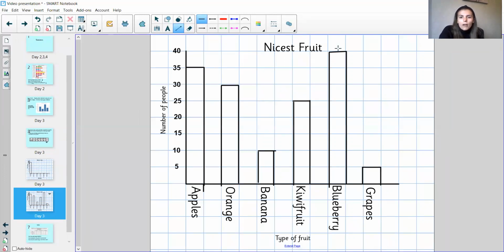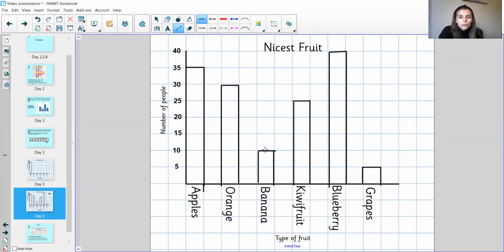Then with this, I can help see which is the most popular fruit, which is always going to be the longest or the tallest bar. You can also see which is the least popular fruit, which is always going to be the smallest or the shortest bar, which in this case is grapes. You might also get some questions that say things like, what is the total of oranges and bananas? So you can say here 30 people liked oranges. When you go to bananas and along, 10 people liked bananas. So 30 plus 10 gives you 40.